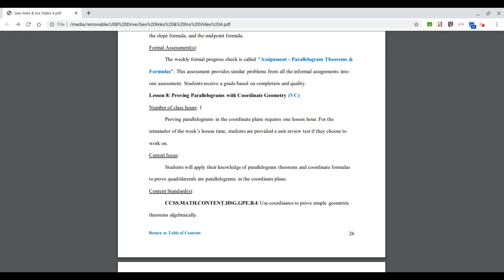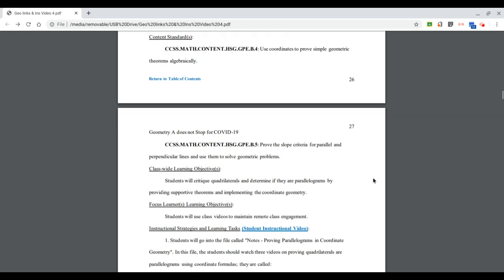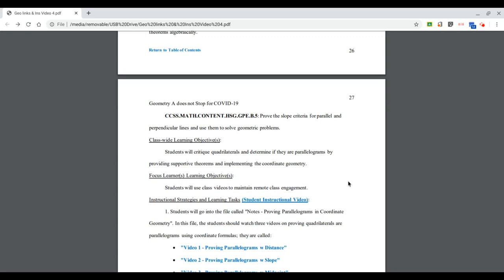So the central focus is that students will apply their knowledge of parallelogram theorems and coordinate formulas to prove quadrilaterals are parallelograms in the coordinate plane. The content standards are use coordinates to prove simple geometric theorems algebraically, as well as prove the slope criteria for parallel and perpendicular lines and use them to solve geometric problems. The class-wide learning objective is students will critique quadrilaterals and determine if they are parallelograms by providing supportive theorems and implementing the coordinate geometry. The focused learning objective is students will use class videos to maintain remote class engagement.